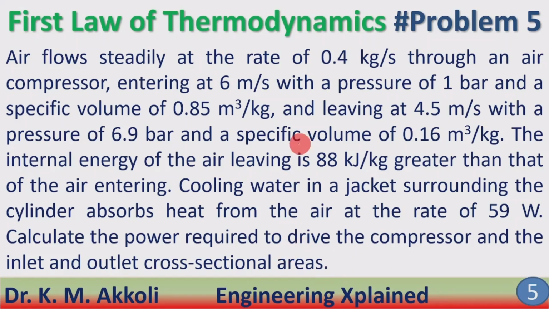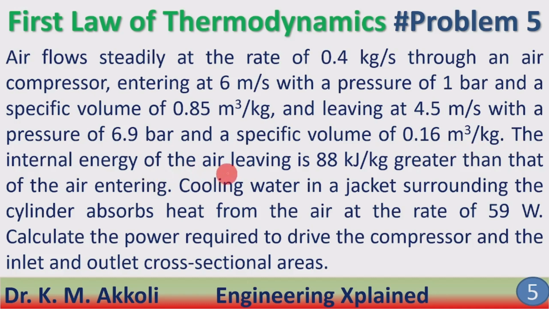In this session, I am going to take one of the problems on the first law of thermodynamics. That problem uses the steady flow energy equation application of the first law of thermodynamics. The problem is that air flows steadily at the rate of 0.4 kg per second through an air compressor, entering at 6 meter per second with a pressure of 1 bar and a specific volume of 0.85 meter cube per kg, and leaving at 4.5 meter per second with a pressure of 6.9 bar and a specific volume of 0.16 meter cube per kg.